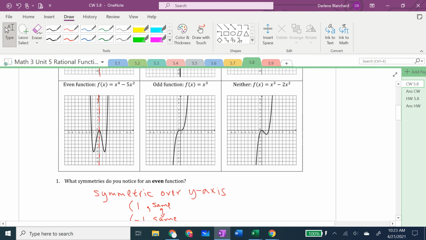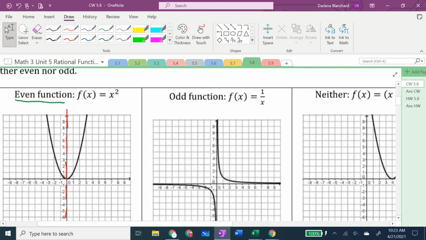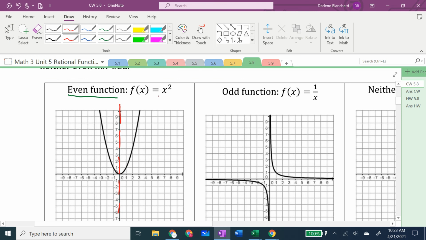Let's take a look, though, at the equations. And x squared is just a nice, easy one. If I put in 1 or -1, do you see that I square it, I get +1? Same number. These are the same. And I can take anything, 2 and -2. They're both going to come out as 4 for their y value. Same y value.